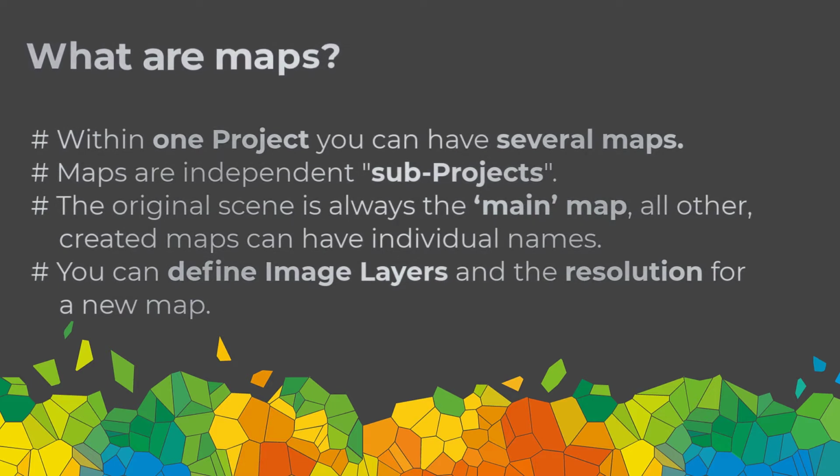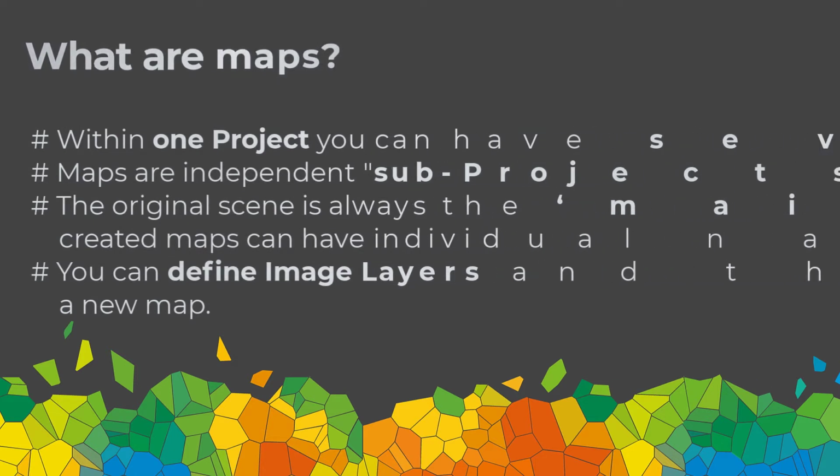And as stated before, the original scene is always the main map, so you always have at least one map in the project, and that's going to be the main map. And all the other maps that you create, you can give them different names, individual names as you like. And the maps also can have different resolution, different vector layers, different extent, so they are totally more or less free from the other maps, right? And that allows you to use it in a very interesting way. And I'm going to show you some use cases of how you could use it.